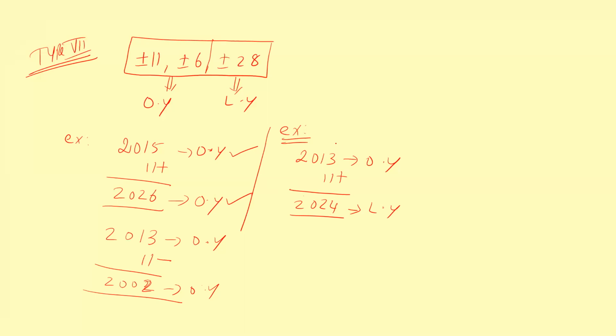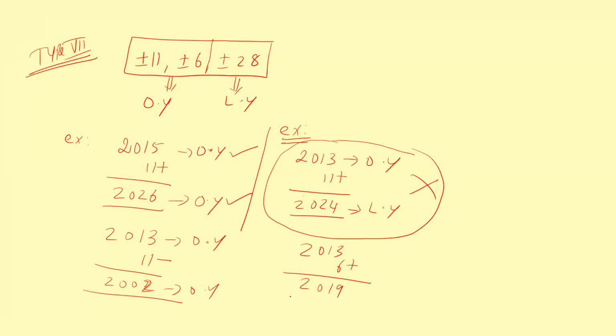So what do you want to do in this kind of situations? Only in this kind of situations, that is ordinary year plus 11, if it gives leap year, instead of adding 11, you must add 6. Only in this situation, instead of adding 11, you must add 6. So 2019. So ordinary year, again we are getting what? Ordinary year. So 2013 calendar can be used in 2019. Very, very important. Ordinary year plus 11, if it gives leap year, then instead of adding 11, you must add 6.